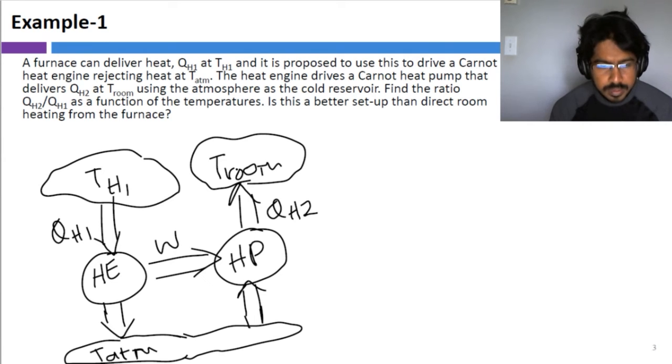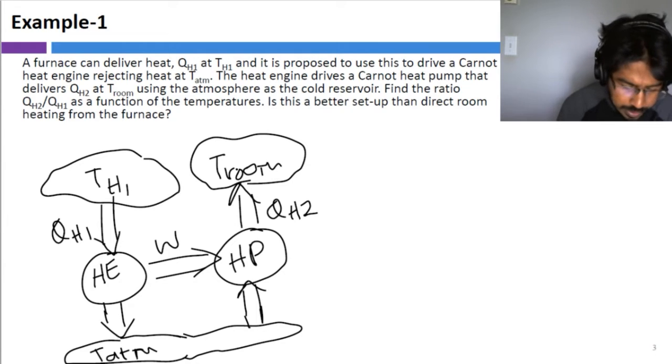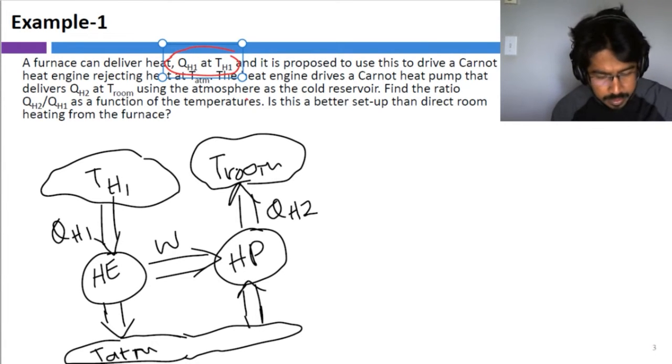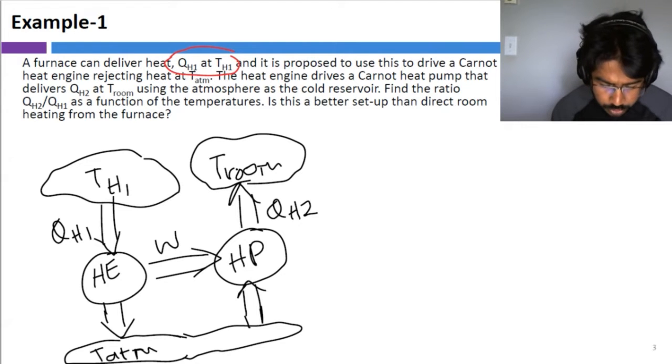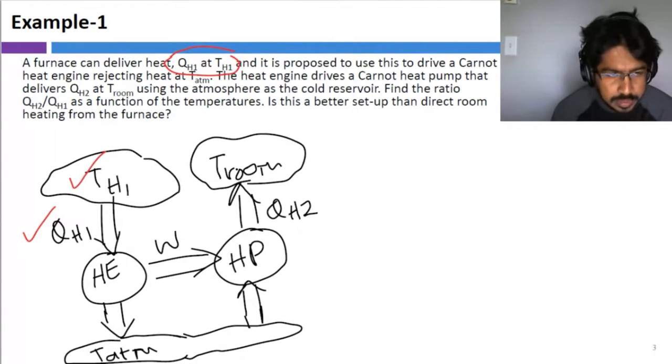Okay, let's start the discussion now. So the question says there's a furnace which can provide heat, amount of heat of QH1 at TH1 temperature, and it is used to drive a Carnot heat engine. So we marked QH1 and TH1 here, and it is used to drive a Carnot heat engine.